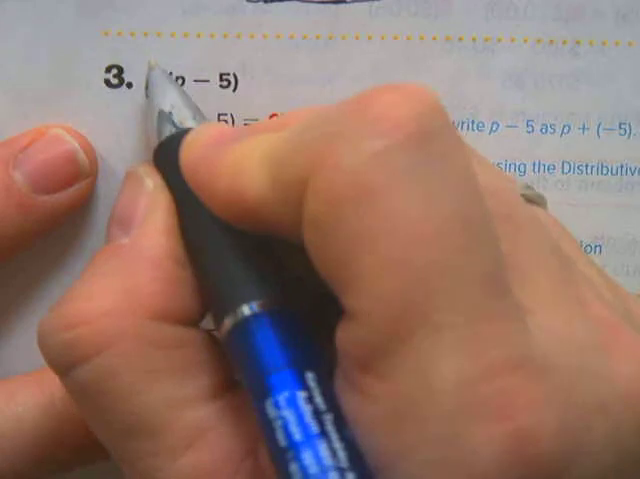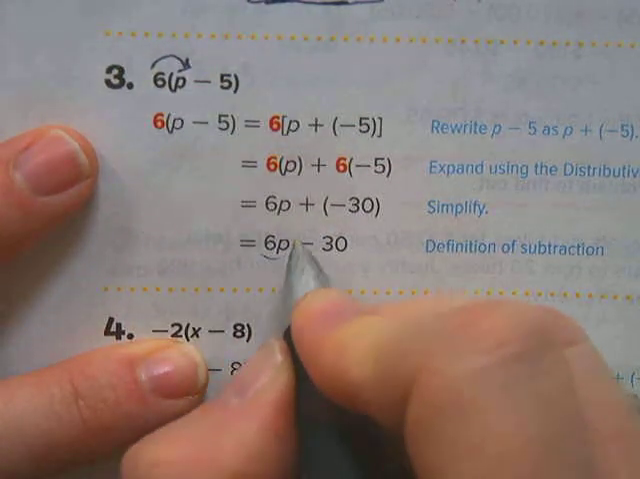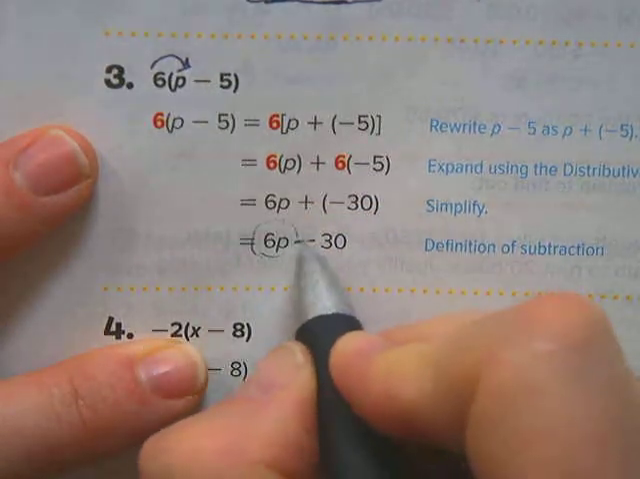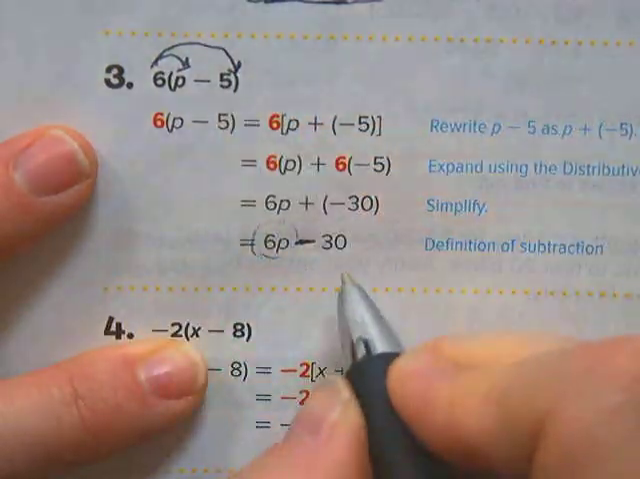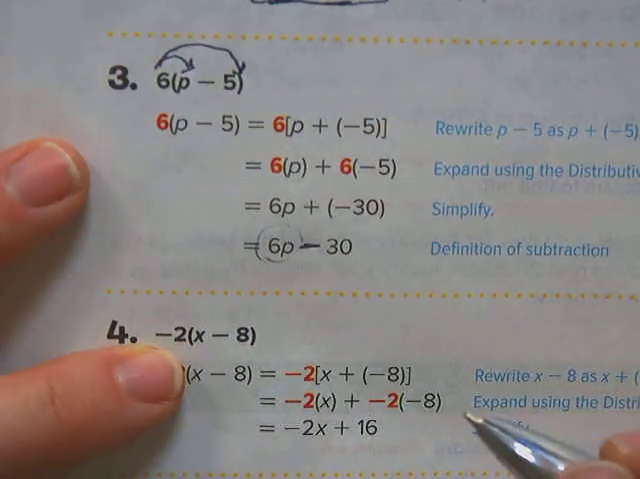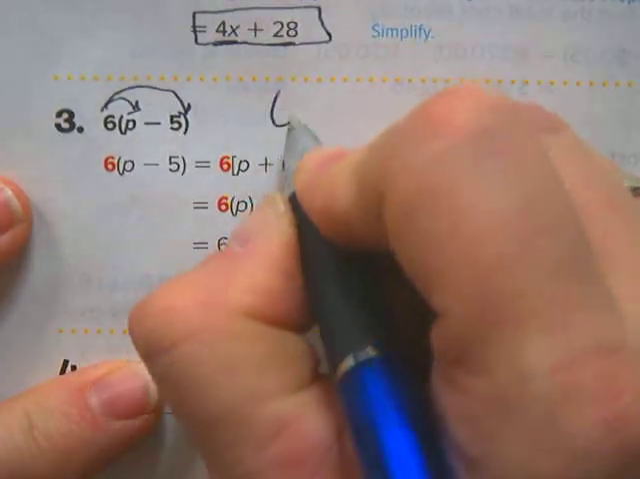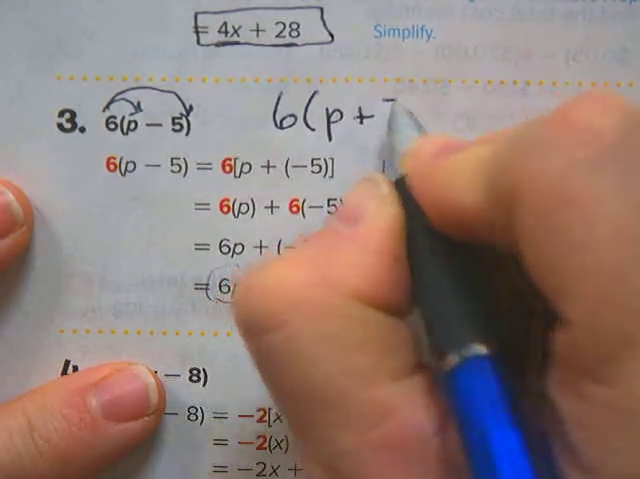Take a look at example 2. Draw your arrows. 6 times p is 6p. We bring down the subtraction, and now we do 6 times 5 to get 30. Okay, up here at this problem, can you please write what I'm writing?